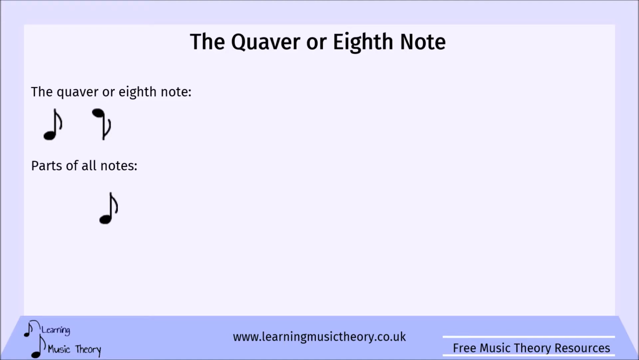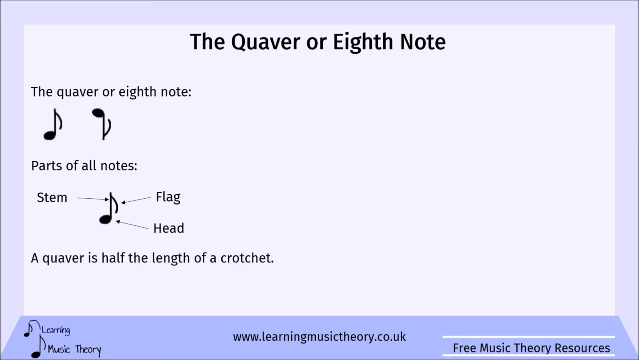The quaver note has all the parts of a note that you will come across for grades 1 to 3. Like the crotchet, it has a stem and a head, but it now has what's called a flag. The flag is what distinguishes it from a crotchet. Now the quaver is half the length of a crotchet. This means that for grade 1 music theory, a quaver also lasts half a beat.